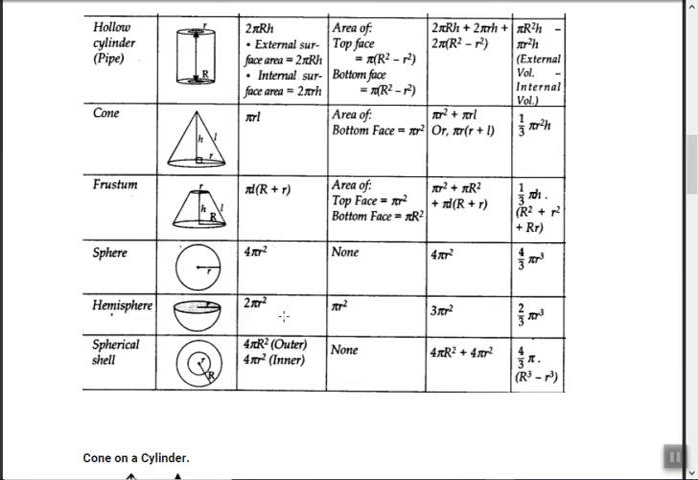Hemisphere, half of this. So 2 pi r square. Then here we'll get a top surface because it's a circle which is cut, pi r square. Total surface area is what? Addition of these two. So 3 pi r square. Volume is what? Half of this, 2 upon 3 pi r cube, right?